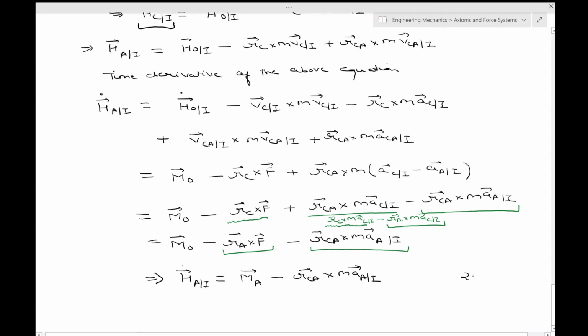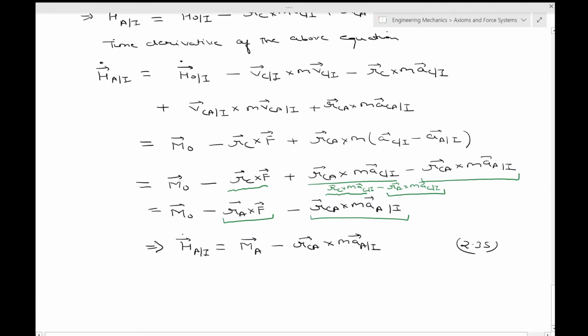This can be written as equation 2.35, and it's already given: H dot O in the I frame is equal to MO, and M times the acceleration of the center of mass by I is equal to F, and MO minus RA cross F is equal to MA.